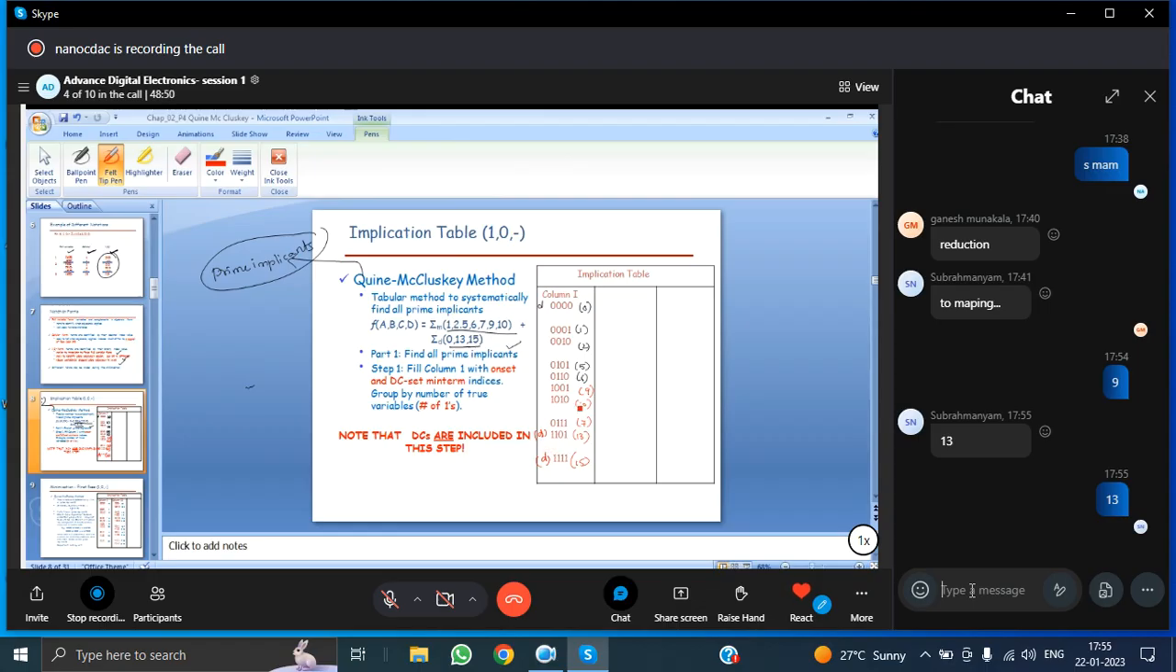Okay, so the rest all are the min terms only. So there are don't care terms and min terms, you can differentiate them like that, but no, both are having equal importance. Okay, so here don't care terms are included in this step.